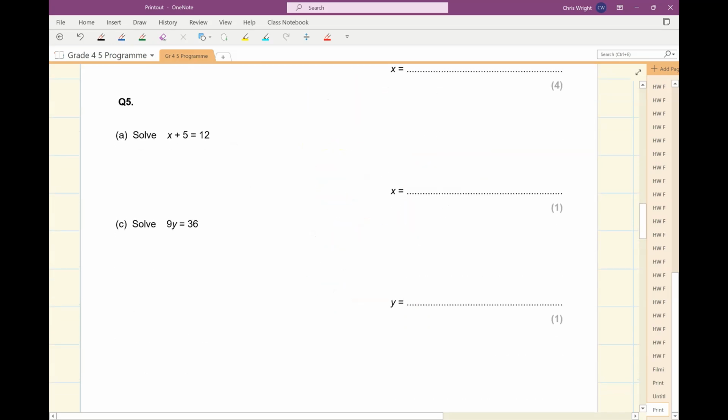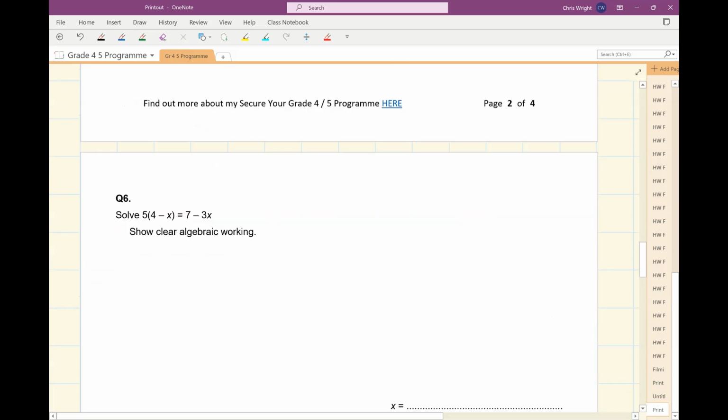Question 5. Right, this time I'm just going to float and ping that plus 5 to give me x equals 12 minus 5, 7. And here I'm going to escalate down the 9 to give me y equals 36 divided by 9, which is 4. Question 6 coming up.